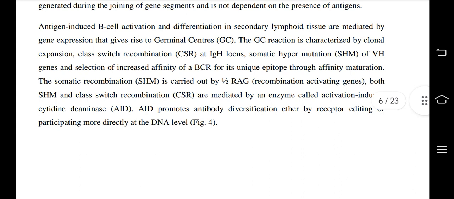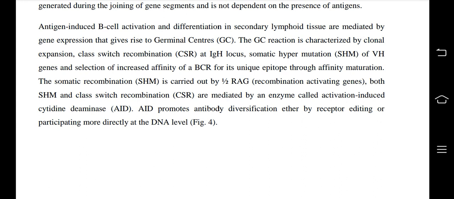Antigen-induced B cell activation and differentiation in secondary lymphoid tissues are mediated by gene expression that gives rise to germinal centers, or GC. The GC reaction is characterized by clonal expansion, class switch recombination at the IGH locus, somatic hypermutation (SHM) of VH genes, and selection of increased affinity of a BCR for its unique epitope through affinity maturation.